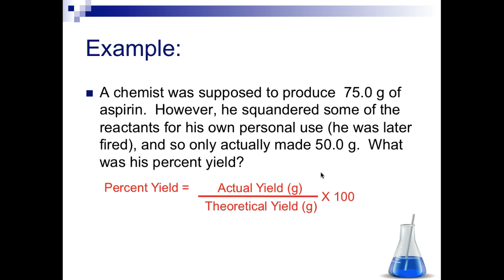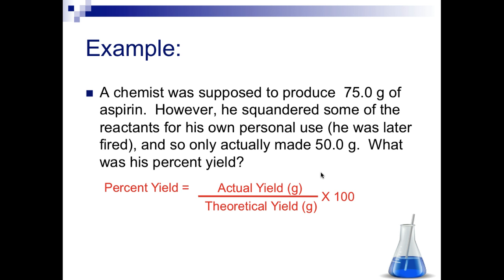So let's look at an example. The chemist was supposed to produce 75 grams of aspirin. However, he squandered some of the reactants for his own personal use, and he was later fired for this. So he only made 50 grams when he did the experiment. What is his percent yield?